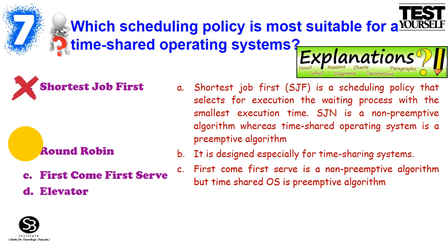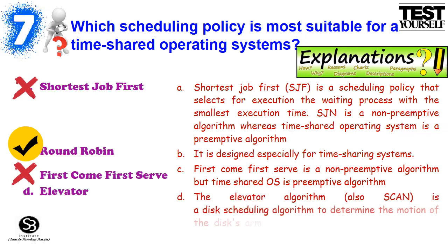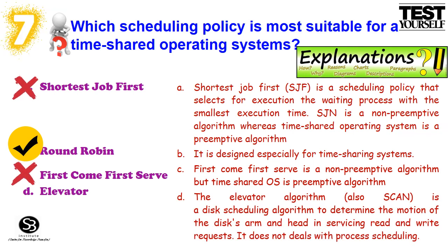Option D, elevator. The elevator is also called as scan. It is a disk scheduling algorithm to determine the motion of the disk arm and head in servicing read and write requests. It does not deal with process scheduling. Hence, option B, round robin, is a suitable answer.